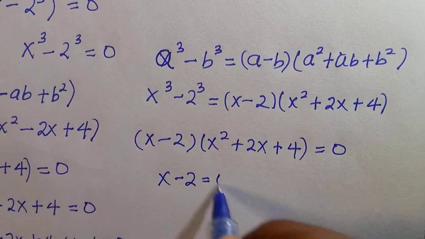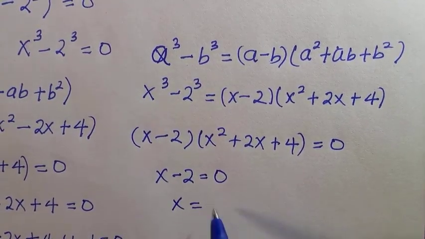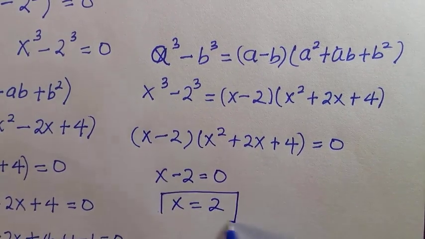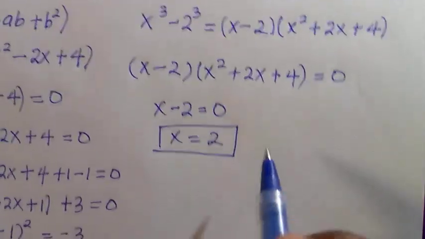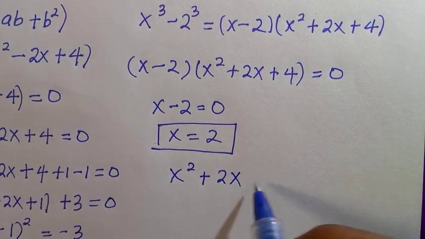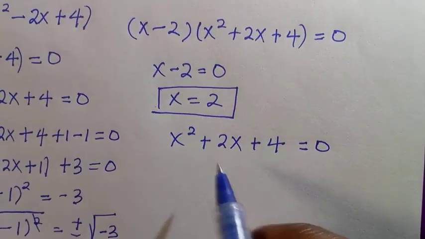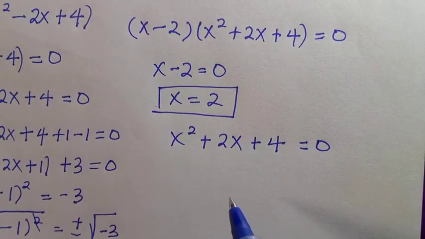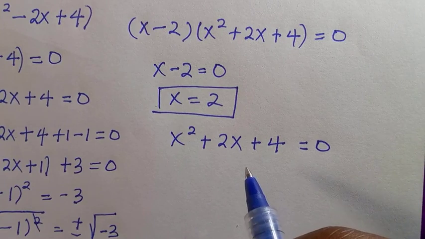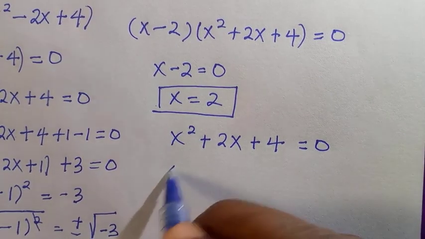So we have x minus 2 equals 0, and therefore we are going to get the value of x here, which equals 2. So we still got another root for this. And let's solve the second one, which is x raised to power 2 plus 2x plus 4 equals 0. From here, we are going to use what we applied above by adding plus 1 and minus 1 to this equation.